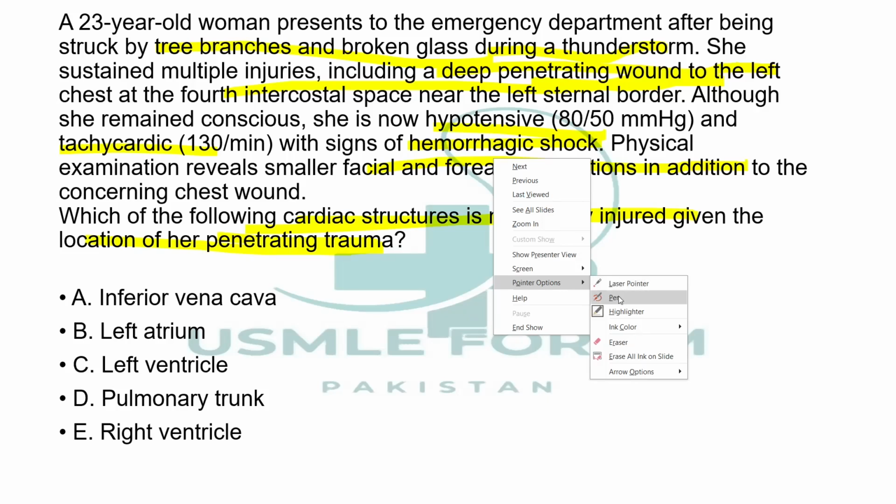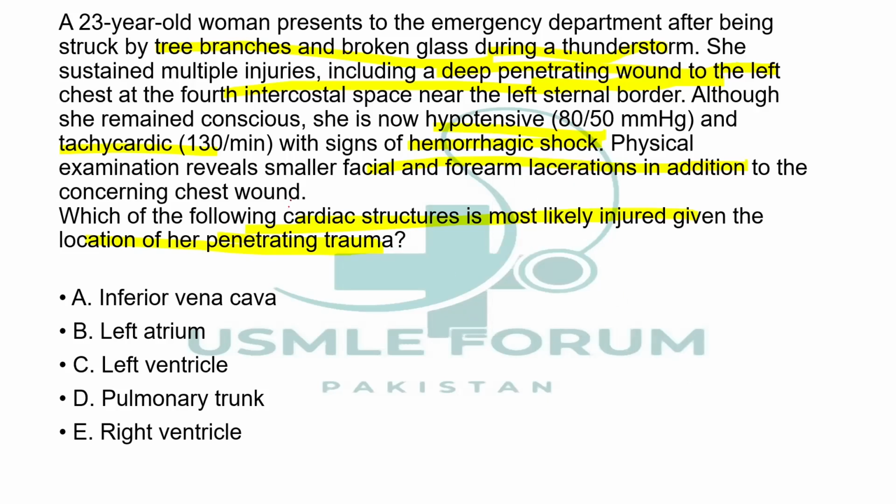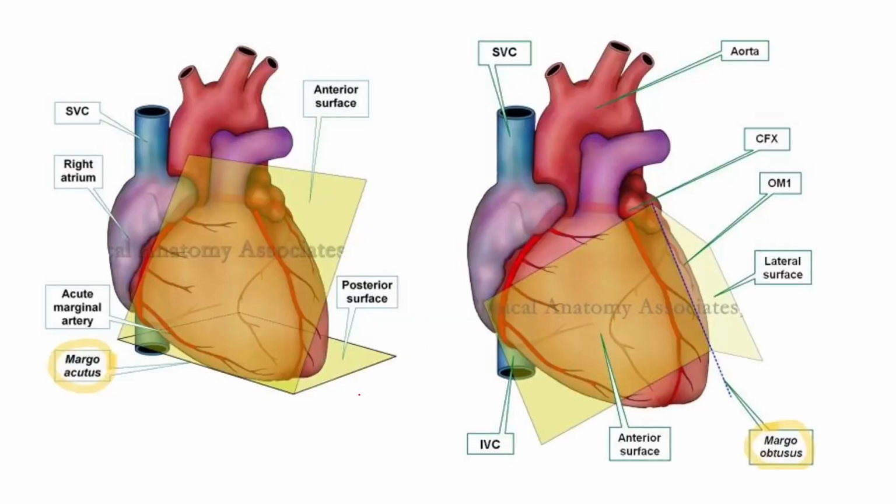So this is what they ask, basically: what cardiac structure is penetrated? This is an anatomy question, right? They're saying there is a penetrating wound at the left chest at the 4th intercostal space near the left sternal border. So basically the anterior side, the anterior surface of the heart.